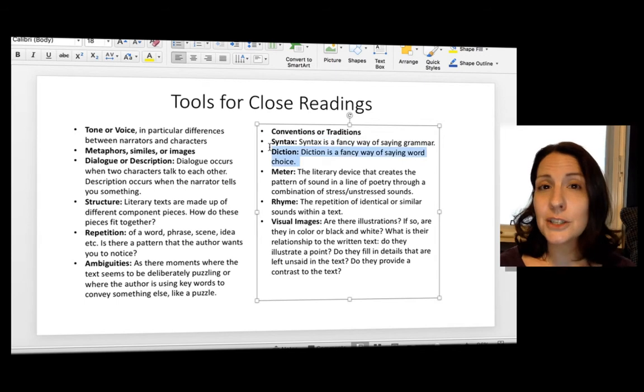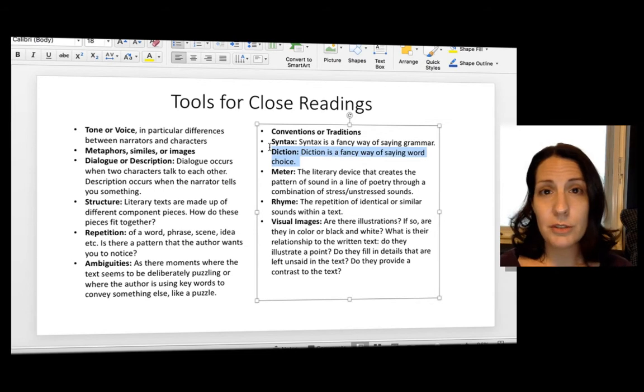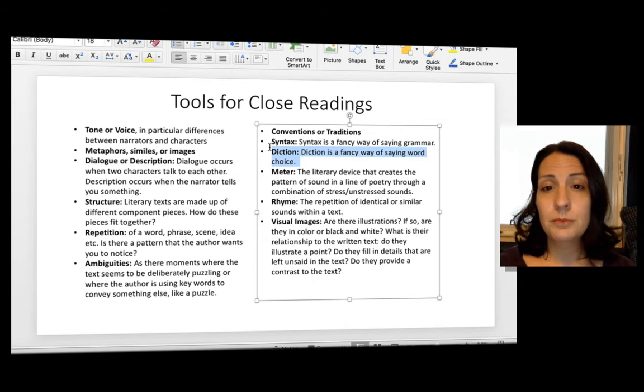You can also examine diction. It's one of my favorites. Diction is a very fancy way of saying word choice. Authors choose words, just as we choose words when we're speaking, very carefully in order to convey a kind of rich meaning for the reader.